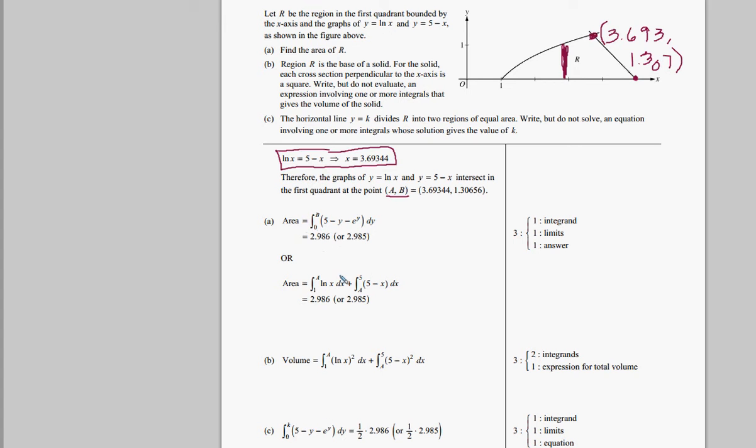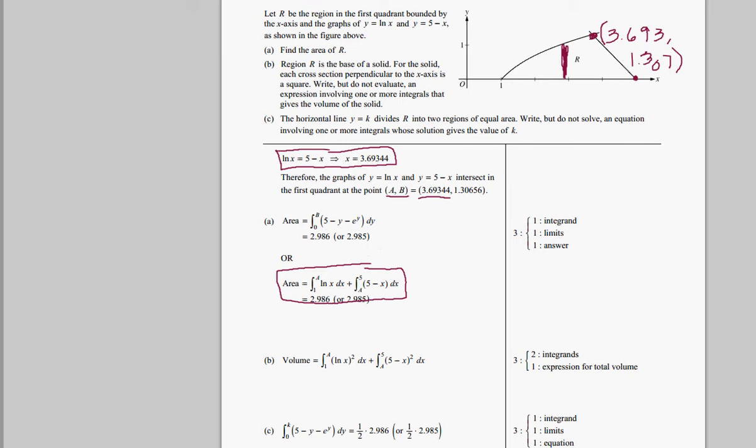So you could have this set up this way with respect to x's, okay, where the area would be the integral from 1 to a, this 3.69344, of the natural log function, plus then the integral from a to 5 of 5 minus x dx. And when you type that in, you would get 2.986, or if it's truncated, 2.985.